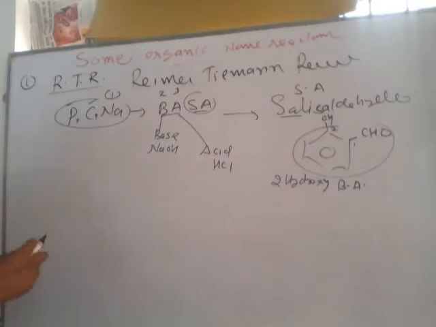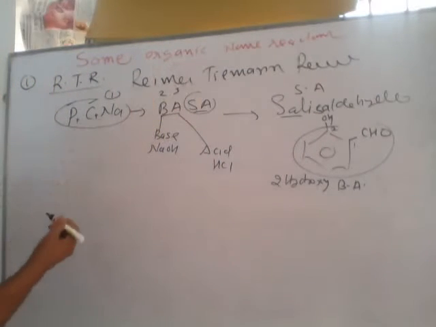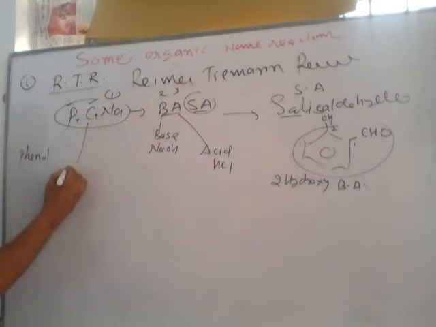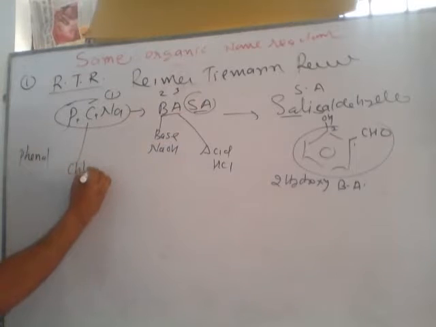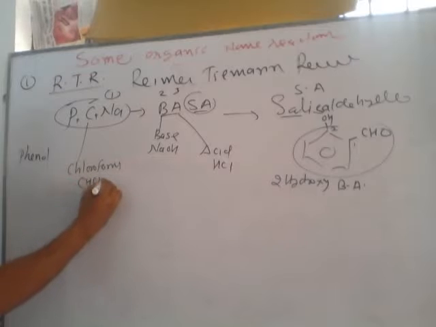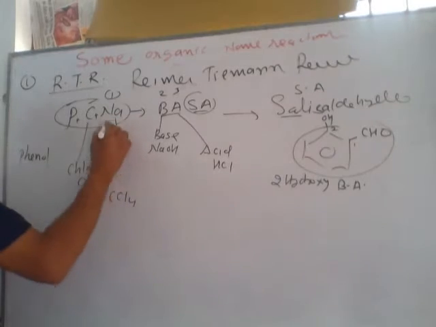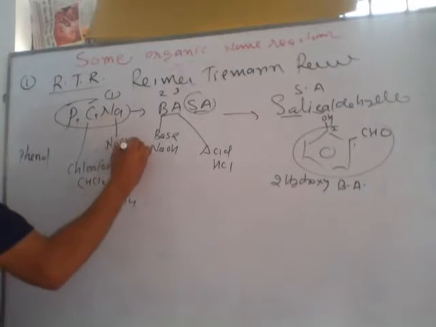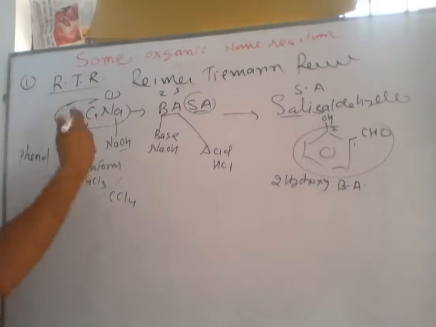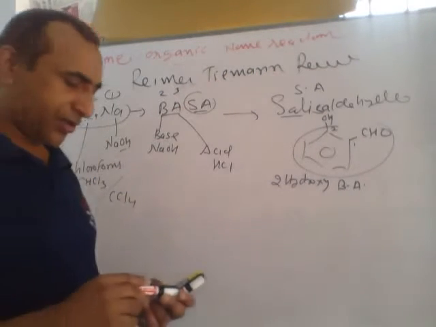Listen, what is the meaning of PC na basa? Here P stands for phenol, C stands for chloroform, and chloroform is CHCl3. Instead of chloroform you can also use CCl4, carbon tetrachloride. Out of these two reagents you can take any one reagent. Na stands for NaOH, base. Again base and acid, and last salicylic aldehyde is formed.